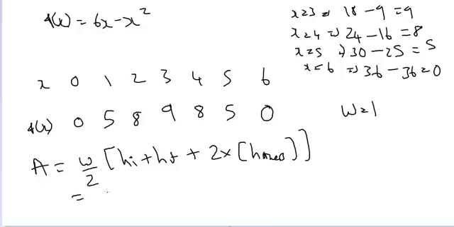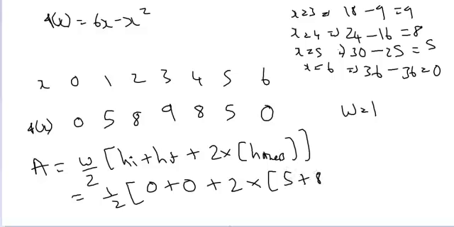So now I just work this out. So that's a half. The initial thing is 0, and the final one is 0, which makes it easier. So 2 multiplied by 5, 8, 9, 8, 5. Because that's the value of the function, the height of the area for the 5 vertices.